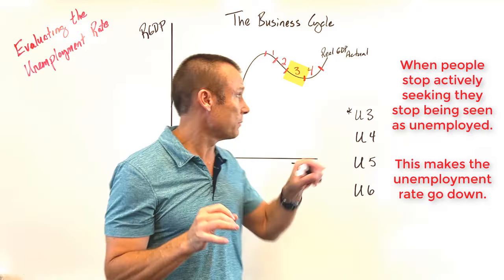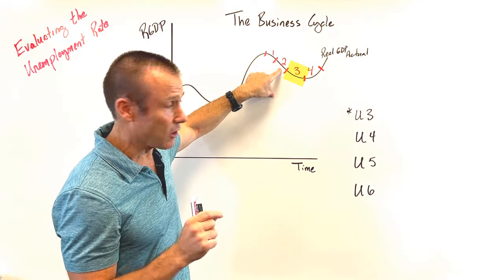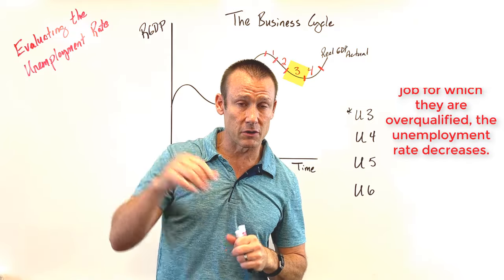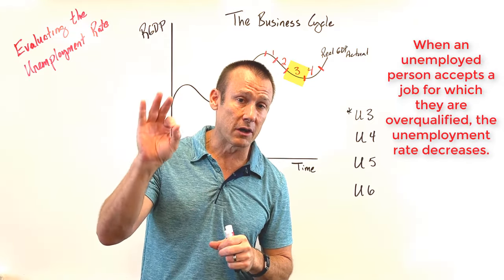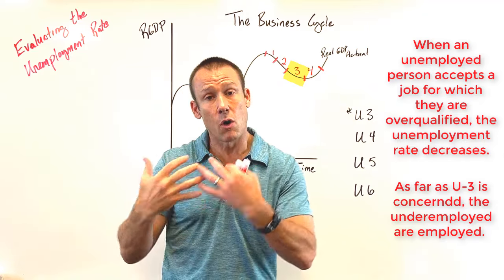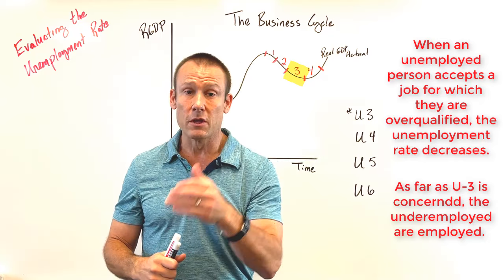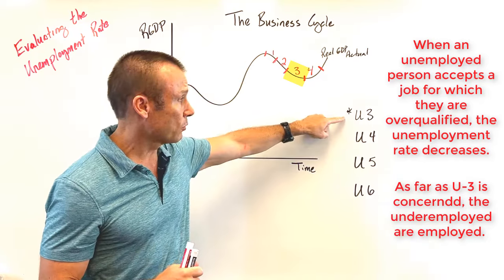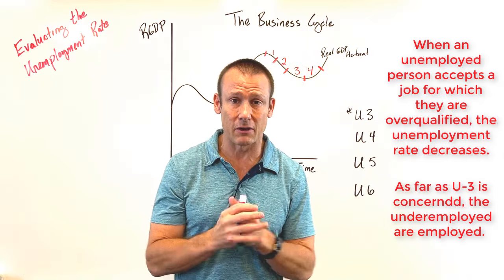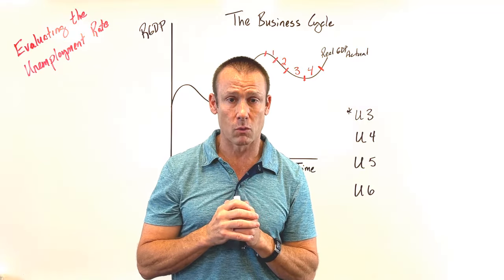Now, what else might happen in this phase? What also might happen is other people who have been laid off might take a job for which they are overqualified. There's that underemployment again, right? And remember, the underemployed are counted as employed. So if you take a job for which you are overqualified, guess what? You're going from being unemployed to employed, which of course would cause the unemployment rate to tick down, signaling a healthier labor market. But that's not a healthier labor market when people are taking jobs for which they are overqualified.